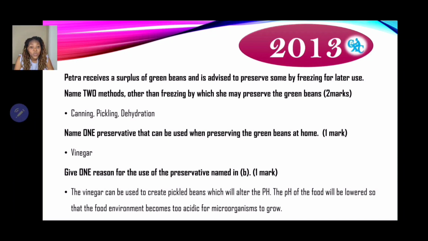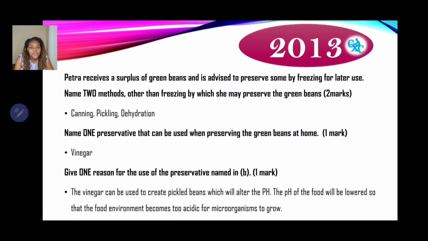Good. Name 1 preservative that can be used when preserving green beans at home. 1 mark. And the correct answer there is vinegar. For the 2 methods, it could be pickling and dehydration. I just added canning as a bonus, but if she's at home, it is highly possible for her to carry out the procedure of canning. So let's say pickling and dehydration. The 1 preservative that may be used there is vinegar.